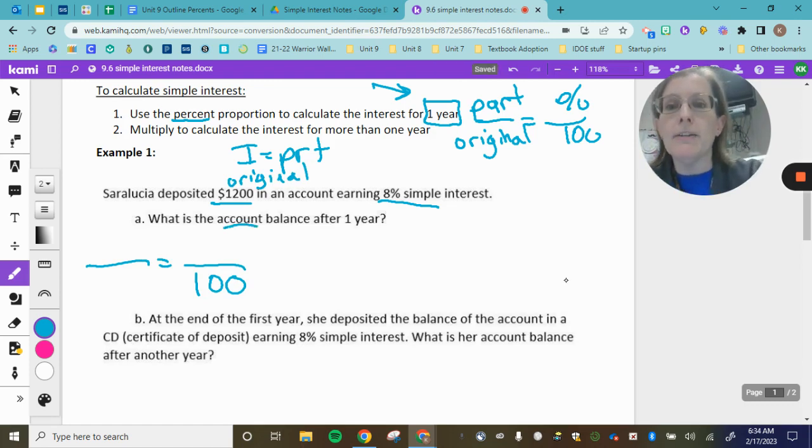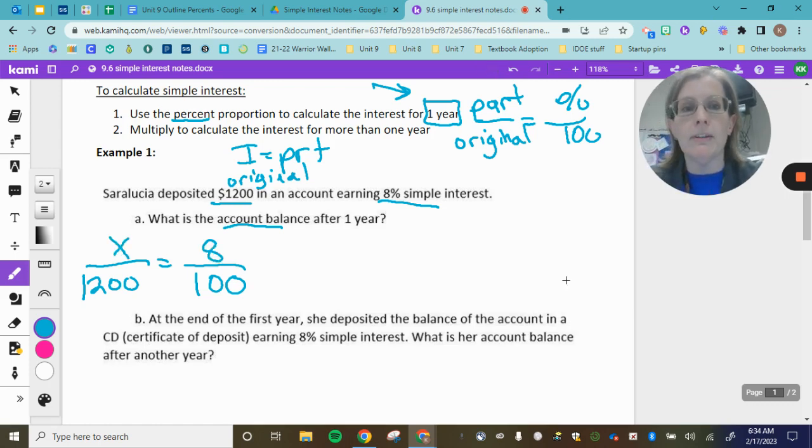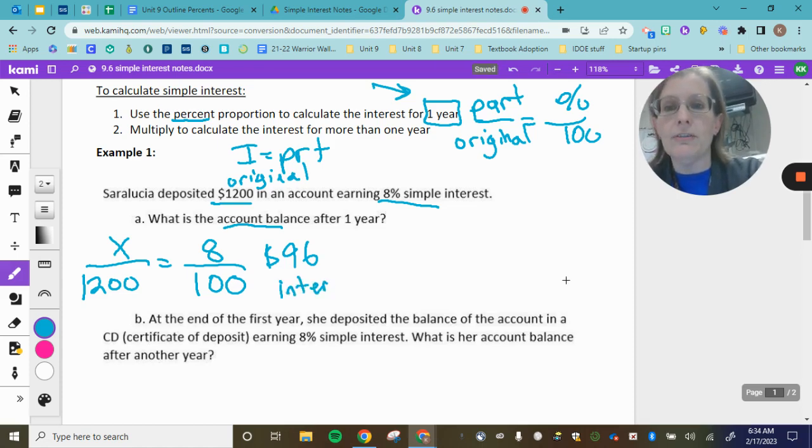So account balance means how much is in her account, not how much interest. So my original amount was $1,200. The simple interest rate is 8%. And then I put my X in my missing spot because we're looking for the interest. When I cross multiply, I will get $96. So $96, that is how much interest the bank is going to pay her.